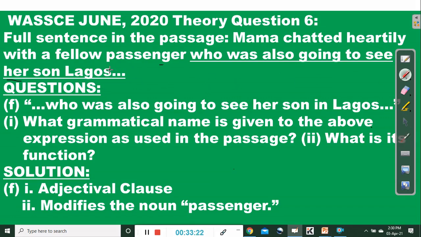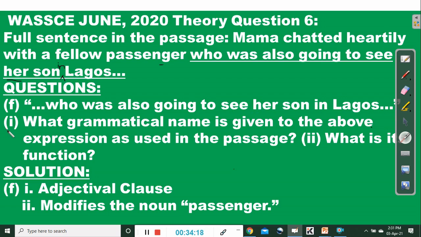All right, something was omitted here. The word in was omitted here, so let's put it. All right, so we can then look at it here. Mama chatted heartily with a fellow passenger. Now underlined here is who was also going to see her son in Lagos. Now the questions that are asked are as follows, and we have question F in that particular WAEC question. And then we are given this: who was also going to see her son in Lagos. That is the expression, the grammatical structure that was taken from the passage.